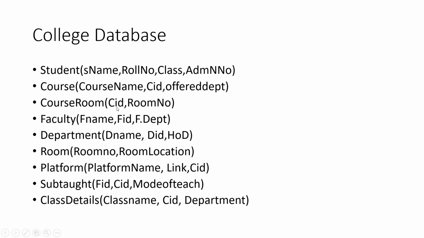CS206, it is a course ID. Course ID is present in course room, but we need to extract the room location. Room location is in the room relation. So the input attribute is in one relation, and the attribute which we need to extract is present in another relation. So we need to combine these two relations.